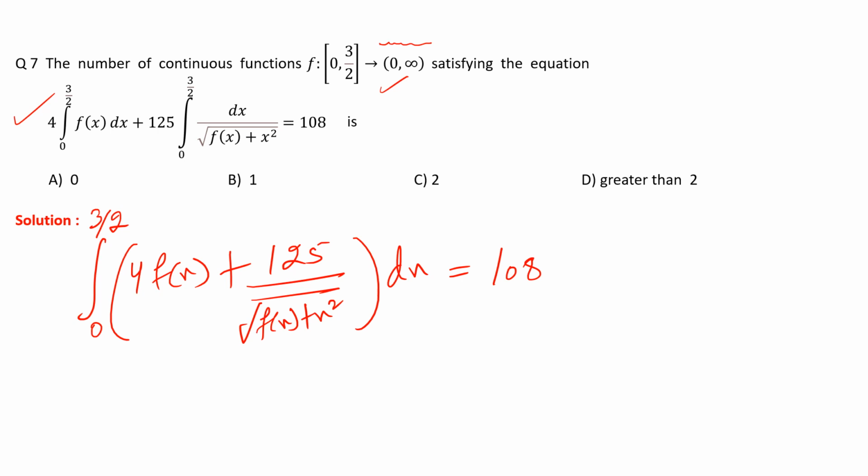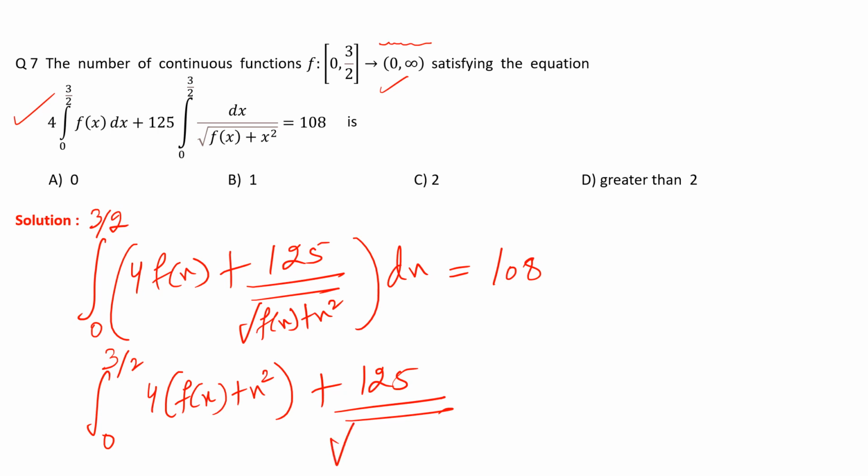Now to create symmetry, I am writing this again as integral 0 to 3 by 2. I am adding 4x square and also subtracting 4x square on the left hand side. That means I am writing this as 4 times f(x) plus x square plus 125 upon under root of f(x) plus x square, and then I am subtracting 4x square like this. Right? Now why am I doing this?